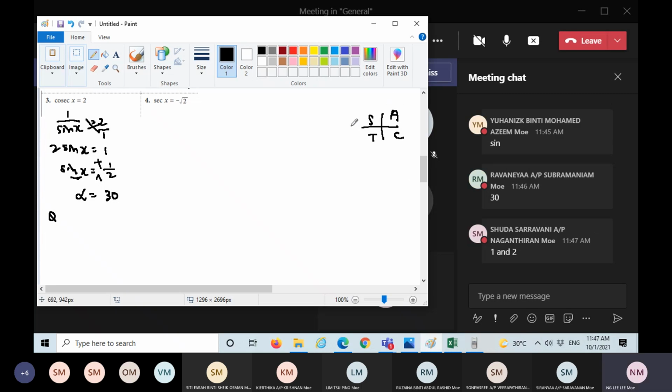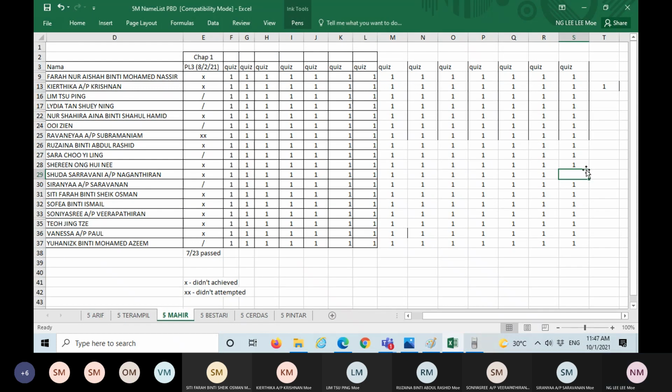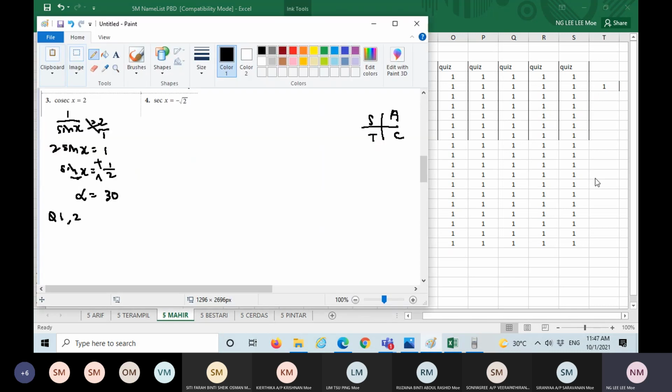Okay, quadrant 1 and 2. Very good. Right. Okay, this one finished already. So I come back to the first girl. She's not here, Farah, today. Okay, Suping. Right, very easy questions.